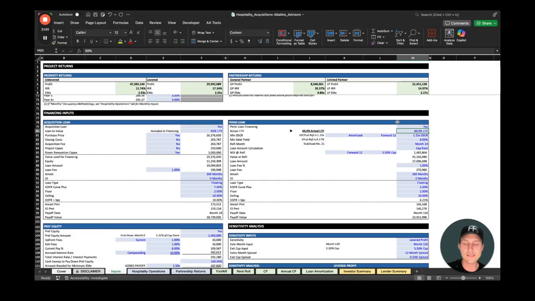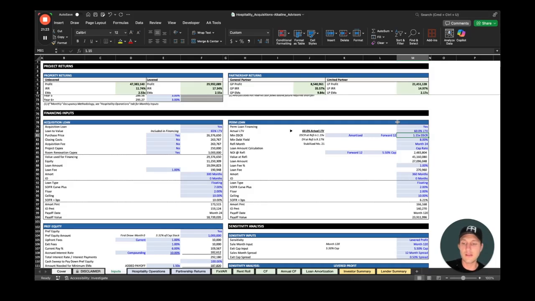So when we're sizing this perm loan, we're using 3 parameters. The first is LTV, the second is min DSCR, and the third is minimum debt yield. So you'll see in this scenario right now, we're saying that we want a 60% loan to value, and we're able to achieve that based off of the other parameters, be it DSCR and debt yield.